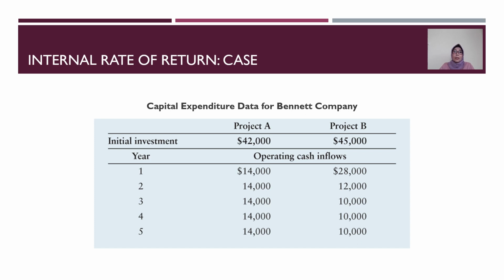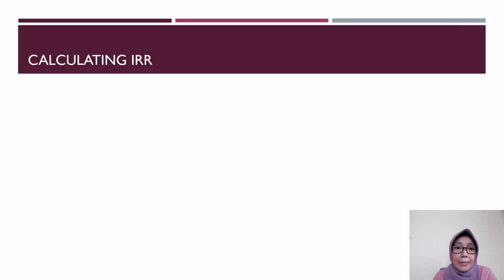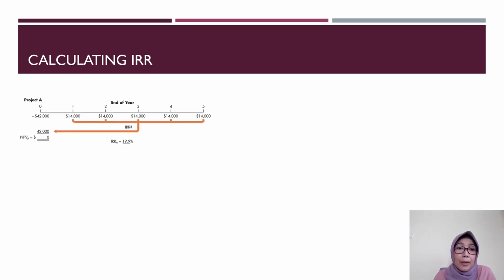Now I'm going to show you how to calculate the internal rate of return for project A, if the company has a 10% cost of capital. Now we have the cash flow diagram here, and we already know the IRR for project A. It is 19.9%. How can we get this number? I'm going to show you how to calculate it.